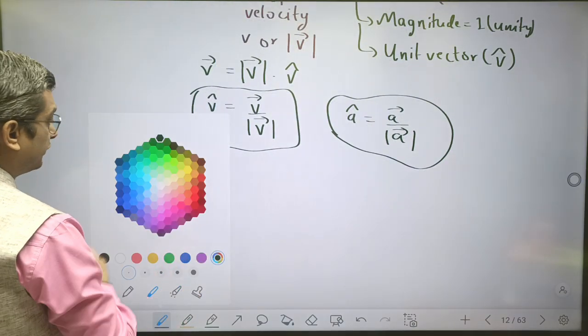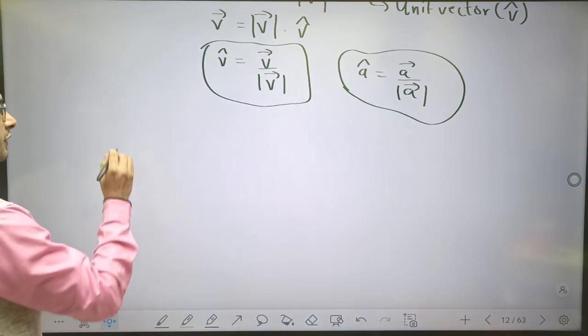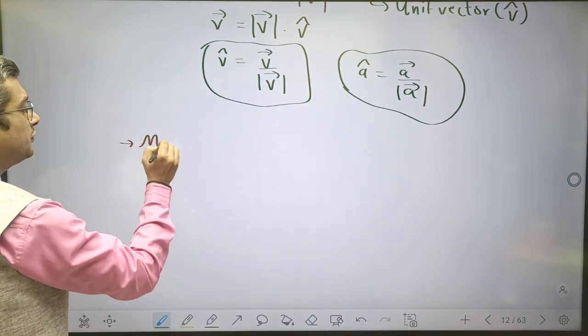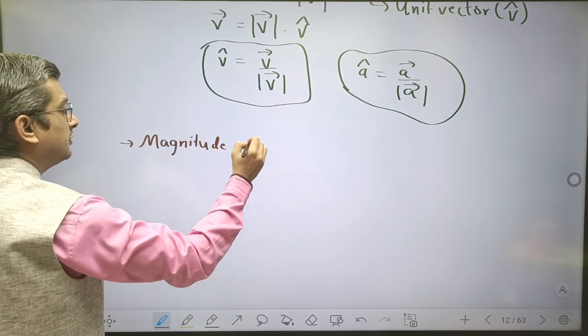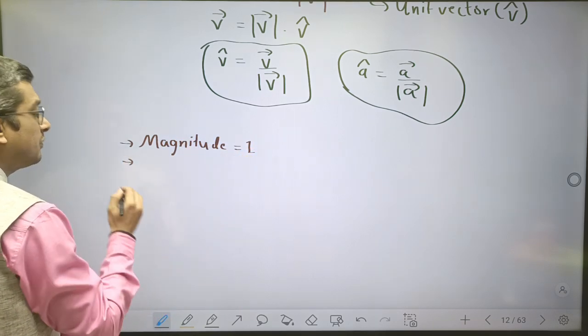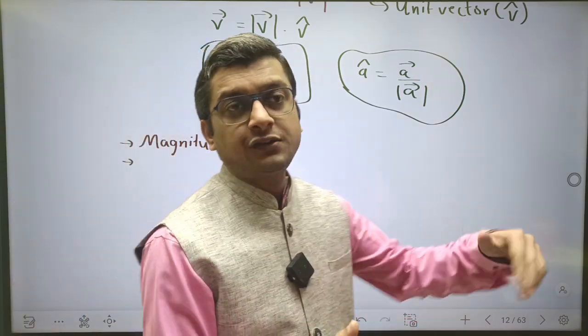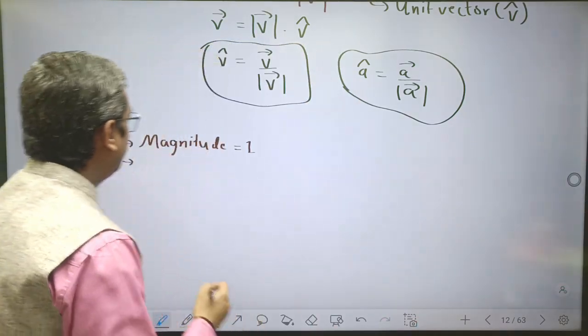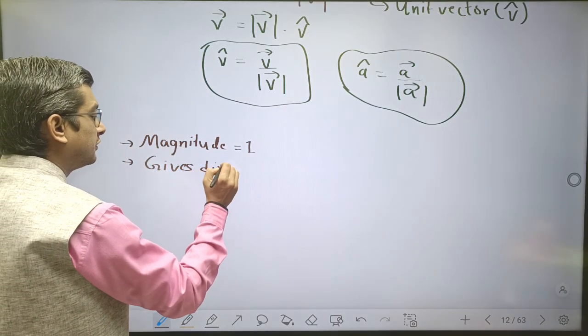I'm going to write the features. So the very first feature is, dear students, the magnitude of a unit vector is 1. So magnitude is equal to 1. What about the direction, or what is the use of a unit vector? Actually, it is giving direction to that vector. So it is used to give direction. So simply I am writing: gives direction.